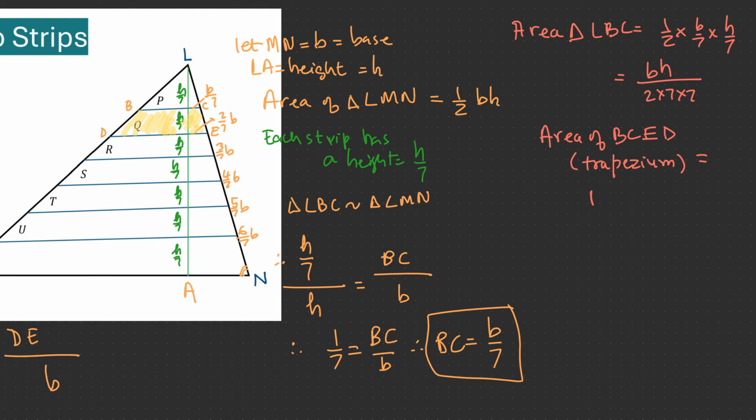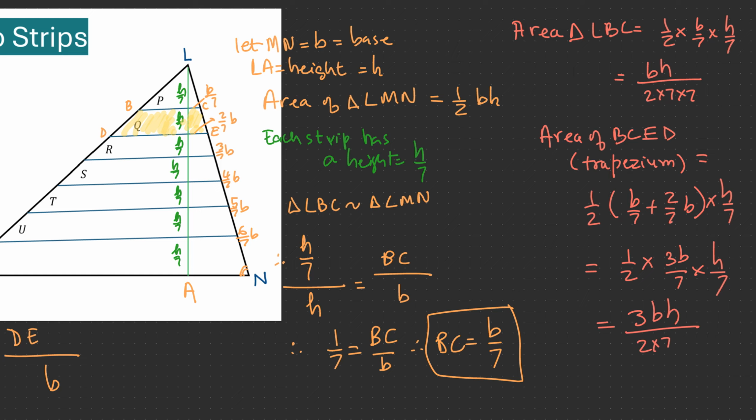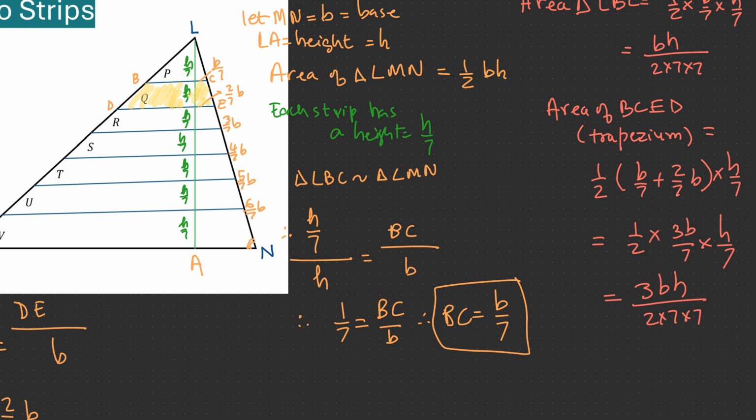And that is equal to half times the sum of the parallel sides. So B over 7 plus 2 over 7B multiplied by the height, which is h over 7. So that is equal to half times, this is 3B over 7 times h over 7, that is 3BH over 2 times 7 times 7. Okay? So the next thing, let's work out the area of the next trapezium.